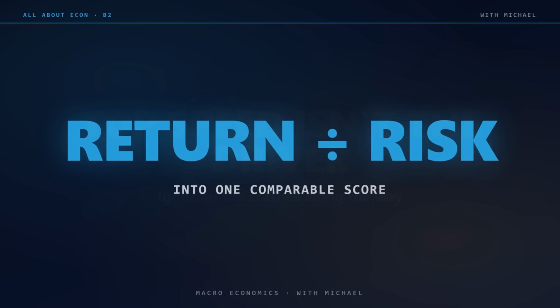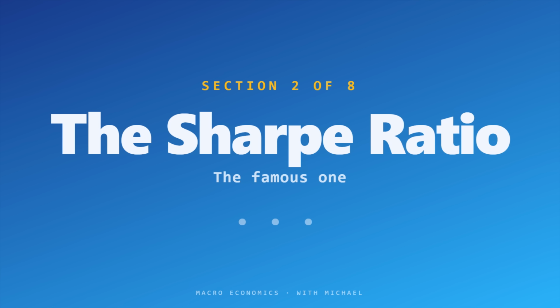Section 2. The Sharpe Ratio. The most famous of these tools is the Sharpe Ratio. Its idea is beautifully simple. It measures the extra return an investment earned above the risk-free rate, the return you could get with no risk at all, and divides that by the investment's total risk, its volatility.